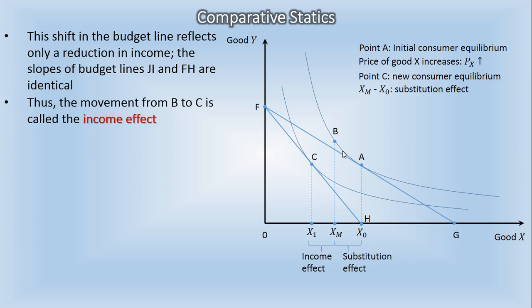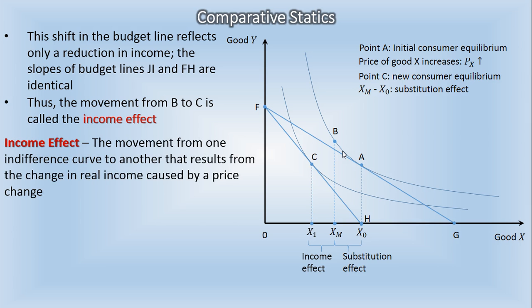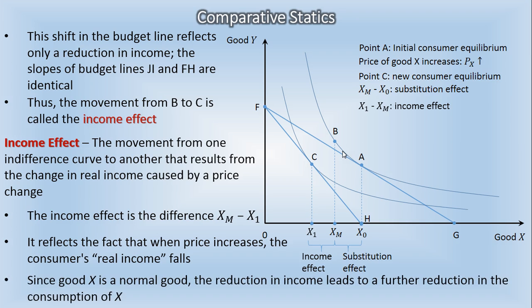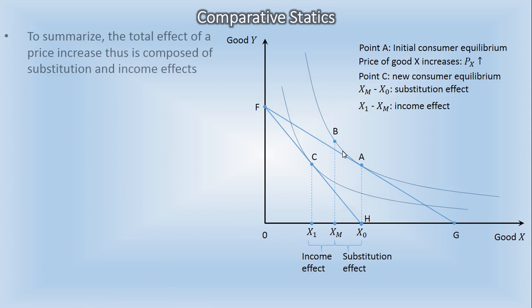So we can use the model to deconstruct the effect of a price change into the income and substitution effect, which is a very powerful result. So again, the income effect is the movement from one indifference curve to another that results from the change in real income caused by a price change. The income effect is the difference between XM and X1. It reflects the fact that when price increases, the consumer's real income falls. Since good X is a normal good, the reduction in income leads to a reduction in the amount of good X, and the reduction in income also led to a reduction in the amount of Y, which also reflects the fact that it is a normal good as well.